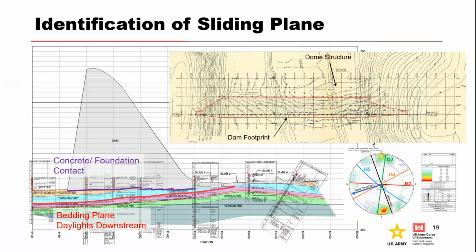And this cross section, I didn't put the line, but the cross section basically goes right through that dome, and you can see that the bedding is dipping upstream and daylights right at the top of the dam. So this is a potential sliding plane that could daylight right at the toe of the dam.